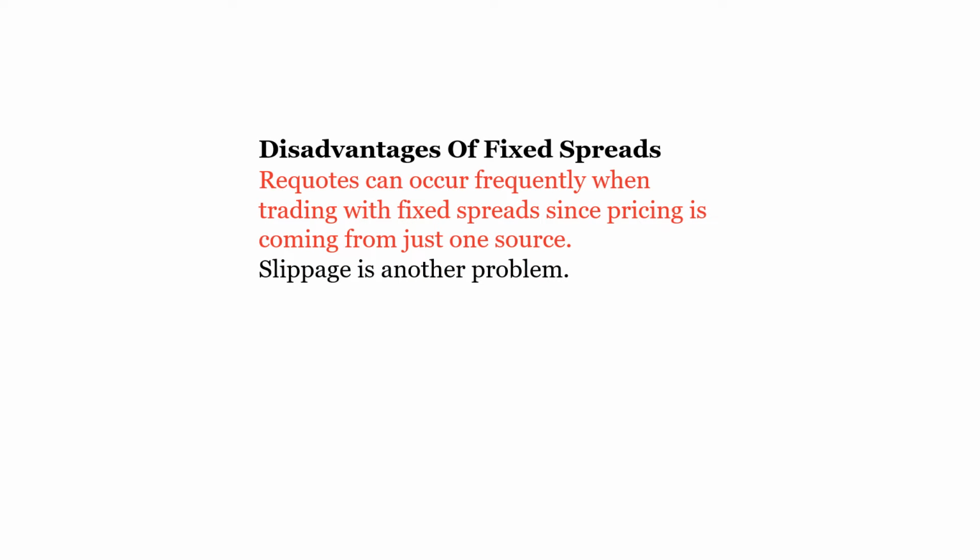The disadvantages of fixed spreads. Requotes can occur frequently when trading with fixed spreads since pricing is coming from just one source. Requotes meaning that the price keeps changing. Slippage is another problem. When prices are moving fast, the broker is unable to consistently maintain a fixed spread, and the price that you finally end up with after entering a trade will be totally different than the intended entry price.